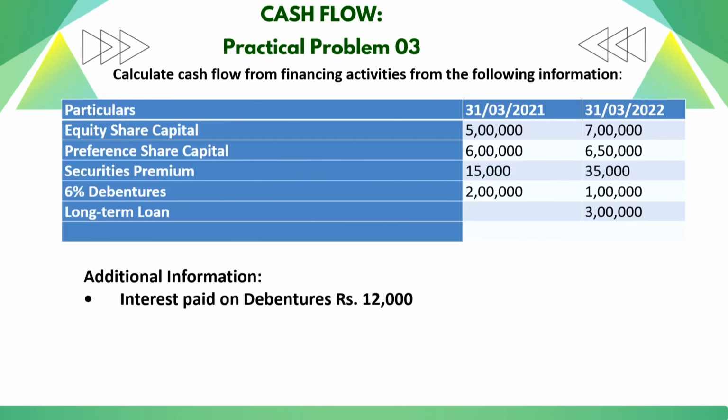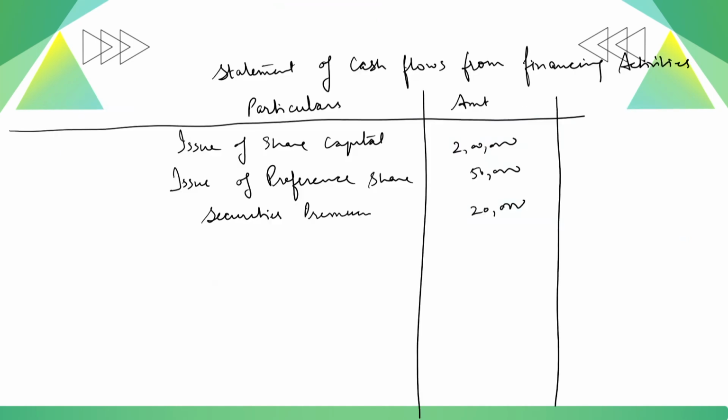Then next is given long-term loan. You can see in the question, nothing is given in the year 2021, but in 2022 we have a long-term loan of 3 lakh, means we raised this loan only in the year 2022. So it will also be our inflow. So we put it on this point, raising of long-term loans, that is amounting to rupees 3 lakhs.